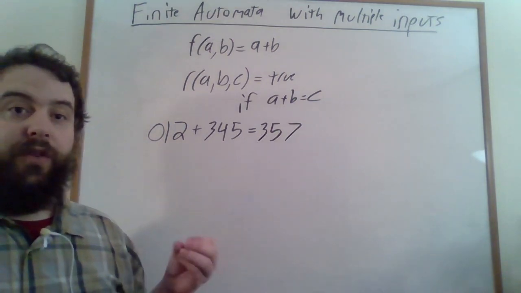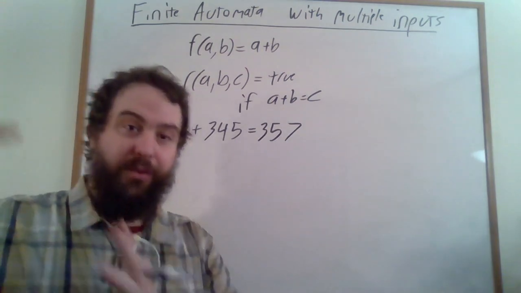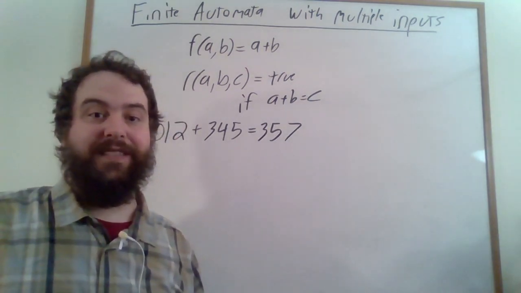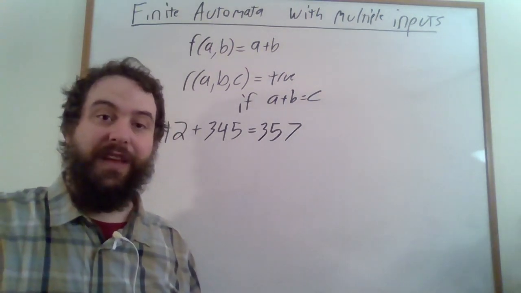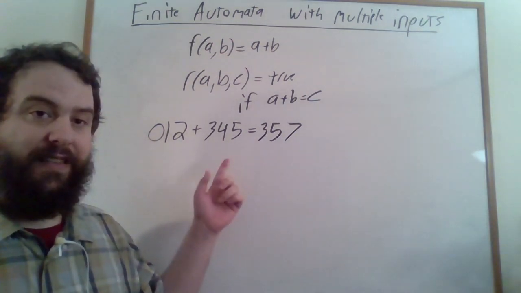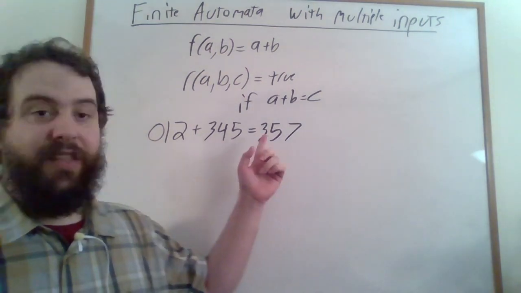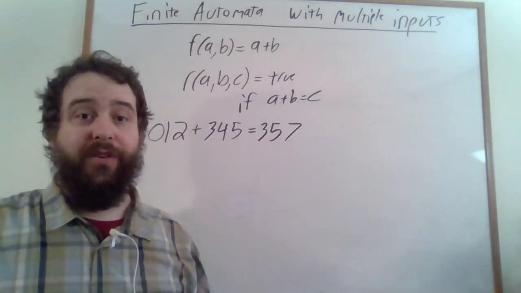And so the way that we're going to do this is we're actually going to plug 3 keyboards into our finite state automaton, and on the first keyboard we're going to enter the first number, and simultaneously on the second keyboard we're going to enter the second number, and on the third keyboard we're going to enter the third number.